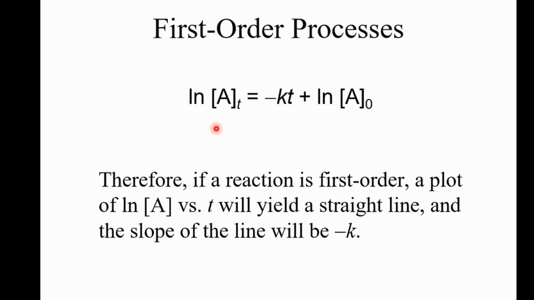So here's our y equals mx plus b, t is our x, and the log of our initial concentration should be some constant. So if a reaction is first order, if we plot natural log of concentration as a function of time, we should get a straight line, and the slope will be the negative of the rate constant.